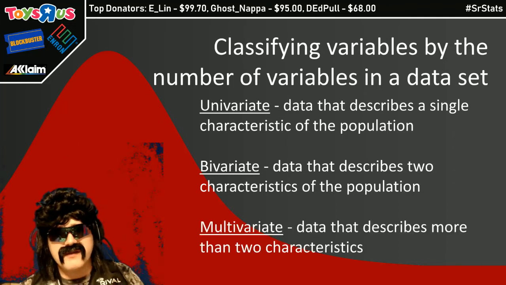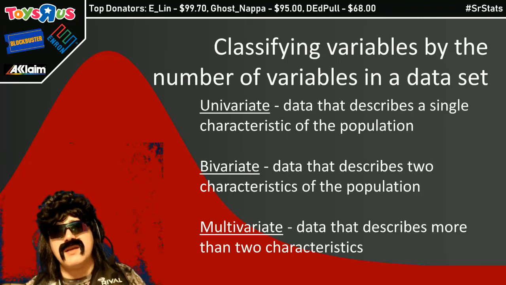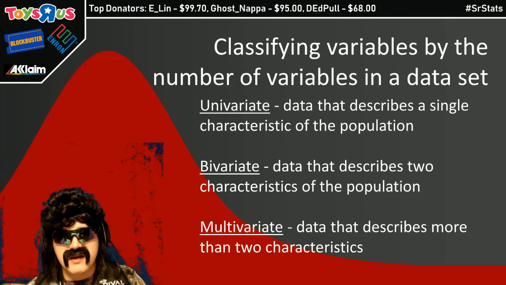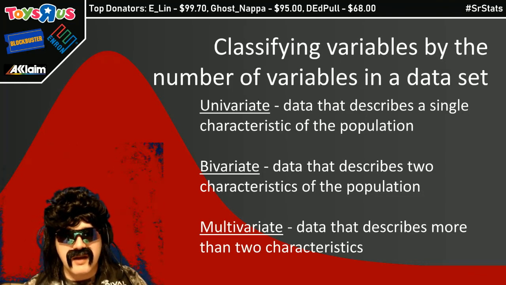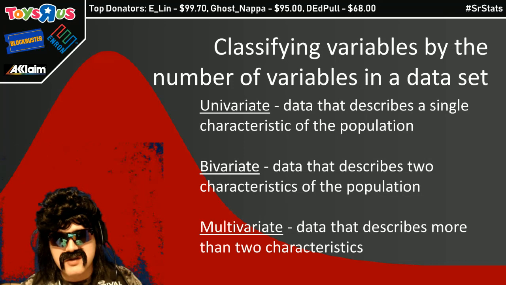Then we got multivariate. Say you wanted not just that, but say you wanted weight, height, eye color, gender, ethnicity, any of that kind of thing. Then that would be data that describes more than two characteristics. Anything that's more than two is multivariate.